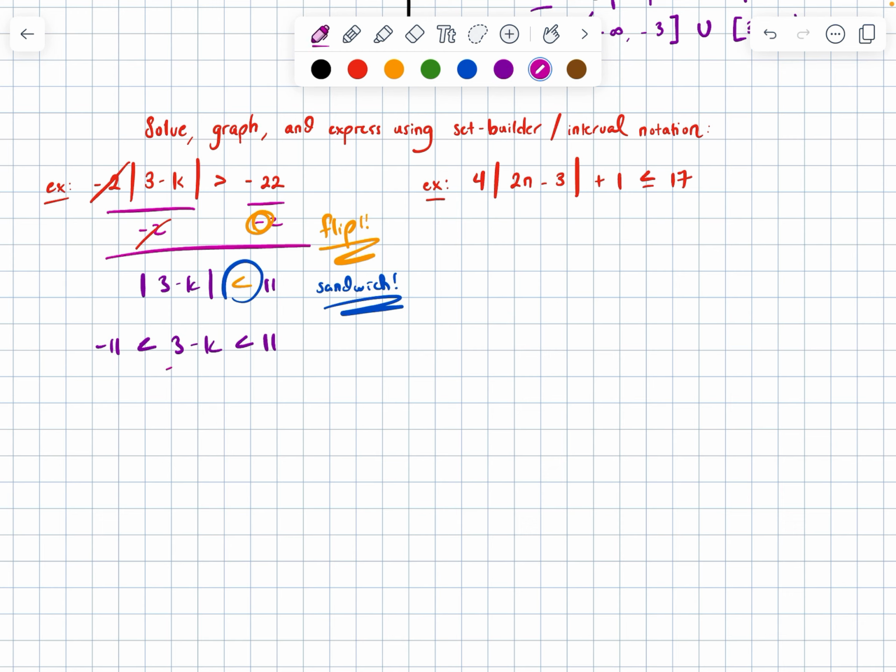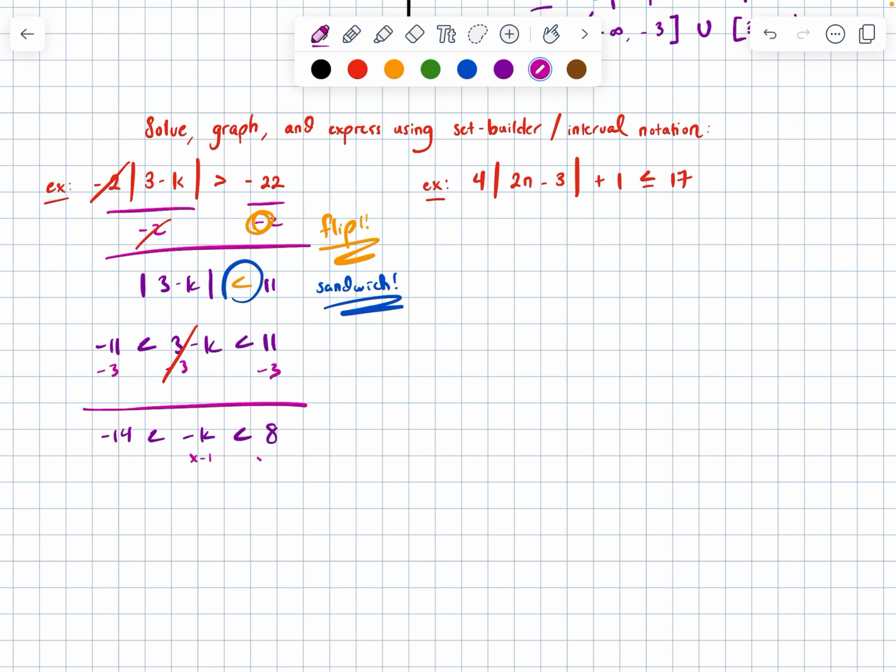Cool. From here, I just need to get k by itself. First thing I might do is subtract 3 from both sides to accomplish that goal. In this case, negative 11 minus 3 is going to give me negative 14. In the middle, the 3 and the negative 3 undo each other. I'm just left with negative k. And on the right, 11 minus 3 is 8.